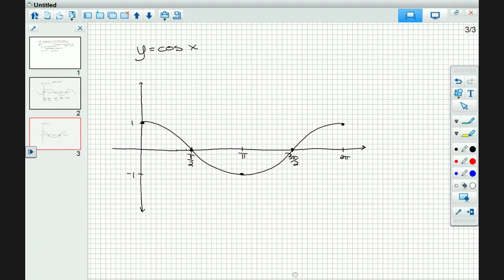But that's all right. If we went from pi to 3 pi, it would be a frowny face. Okay, so your basic cosine function, 1 period. And again, if I kept going, it would just do this again. Again and again and again and again.